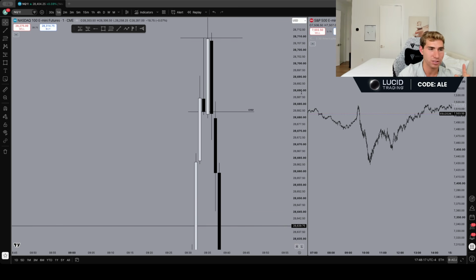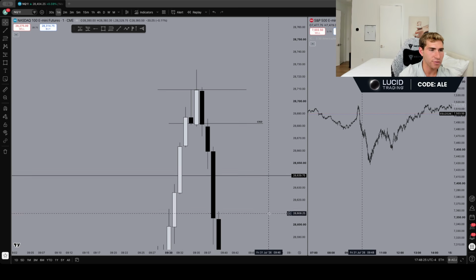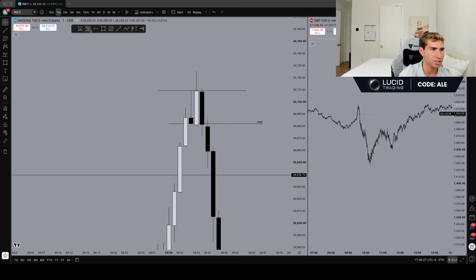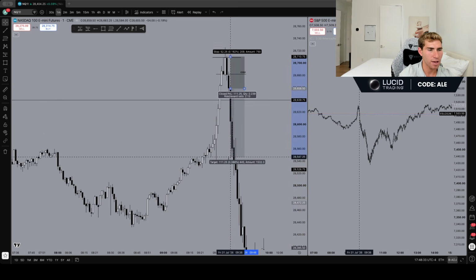We don't need the wick to close, just the body, right? This candle closes below this candle's body. That is a change in state and delivery. What does price do? It wicks into it, rejects. That is our entry, right? Stops above that high and run it, right?